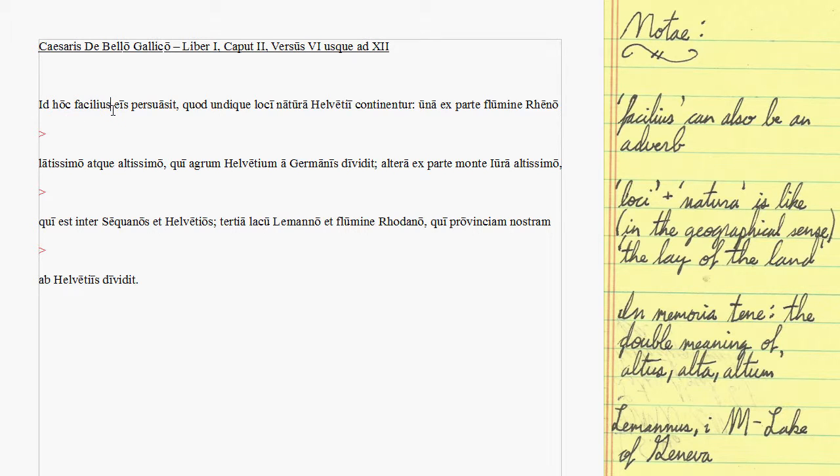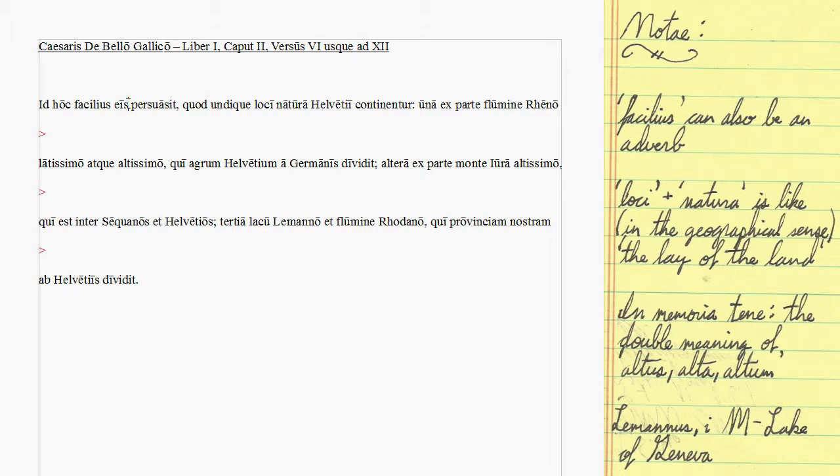Hoc facilius. Now, facilius here is going to be an adverb, though it could also be a neuter, describing that. Don't get confused. We're talking about convincing somebody, and it's really important here that you be able to convince them more easily, and it goes along with the context of the thing.